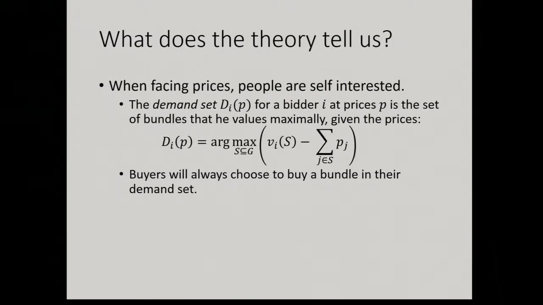Now, when facing prices, what are people going to do? Well, a minimal kind of assumption is that they're going to be self-interested, and they're going to buy something in their demand set. The demand set of a buyer at some price P is just the set of bundles that maximizes his value for the bundle minus the price he'd have to pay to buy it. And there might be ties. There might be many things in the demand set of a buyer at a particular price vector, and I'm not going to assume anything about how buyers break ties, just that they'll buy something in their demand set.